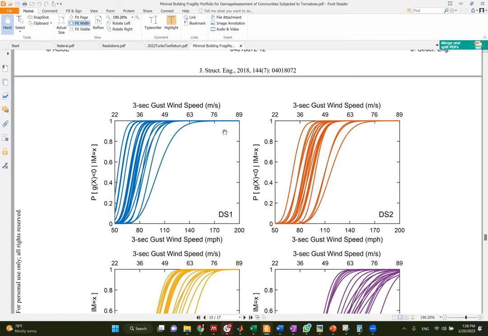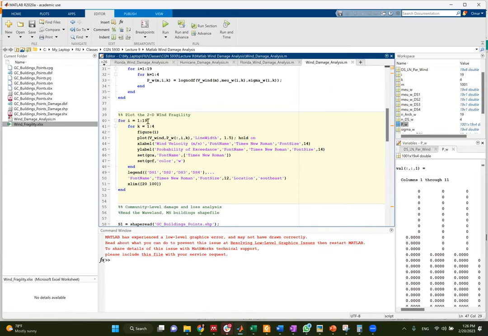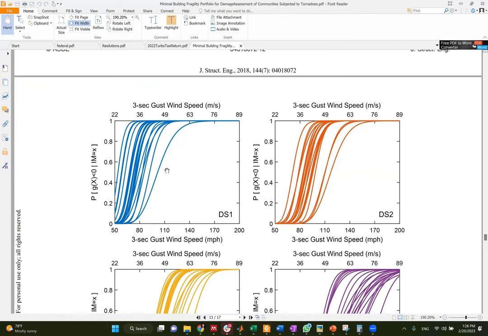But what I did is separate them by archetype. Each archetype gets a figure, because if you look here, I have archetype 1 to 19, and I keep plotting a figure, so my plots are 19 because it's based on archetype. The plots in this paper are based on the four damage states. So he plotted the 19 archetypes' damage states. These are 19 curves for damage state one for your 19 building archetypes. This is damage state two for your 19 building archetypes.